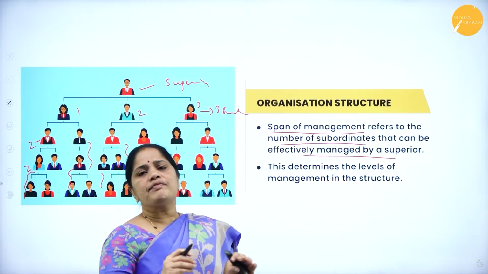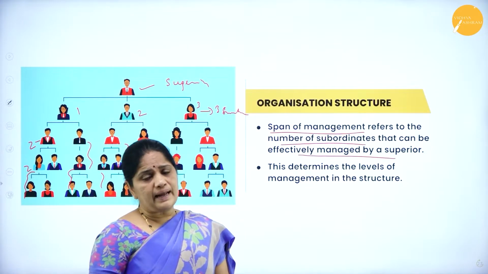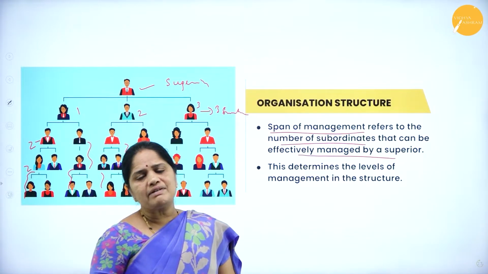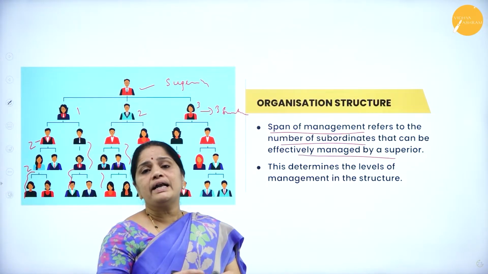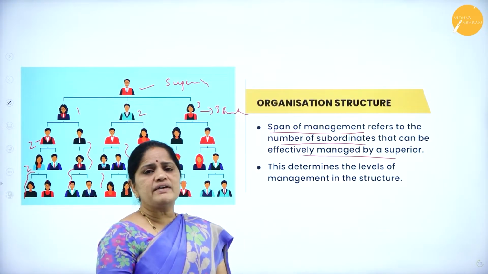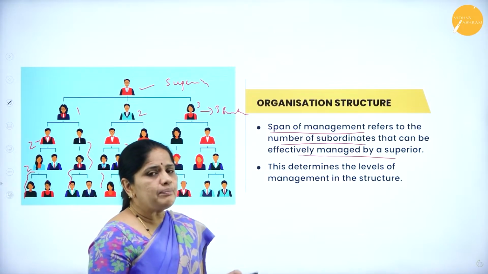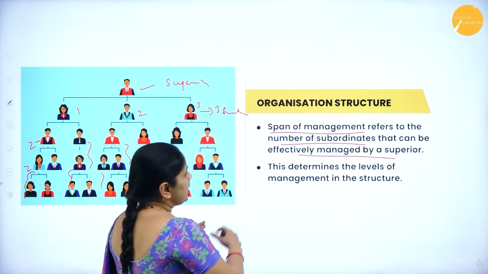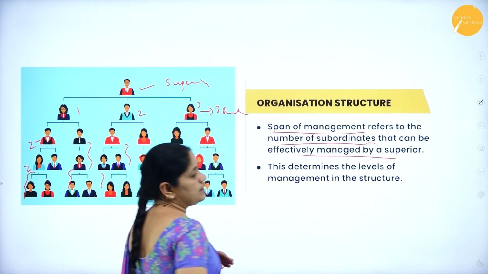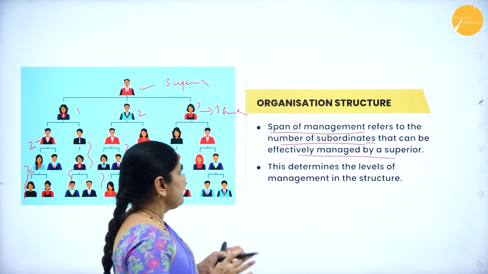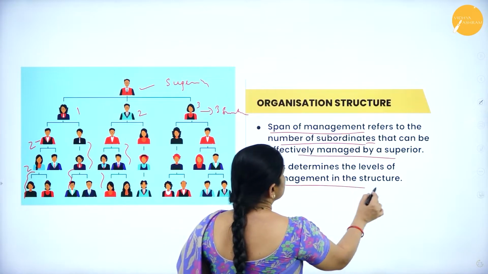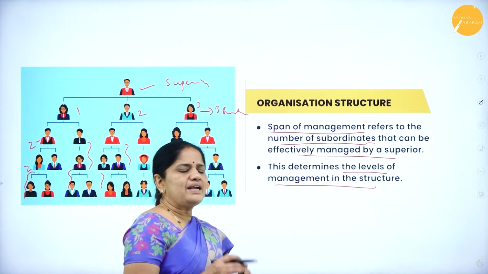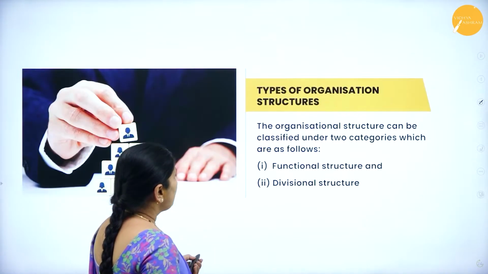So one person can effectively handle 8 to 10 persons, depending on the level of management. If you go to the lowest levels of management, one person can handle 10 to 20 persons because they will be doing the same type of job. So depending on the type of job, we can decide the span of management. So it refers to the number of subordinates that can be effectively managed by a superior. Then this determines the levels of management in the structure. So depending on the level of management, we can also decide the span of management.